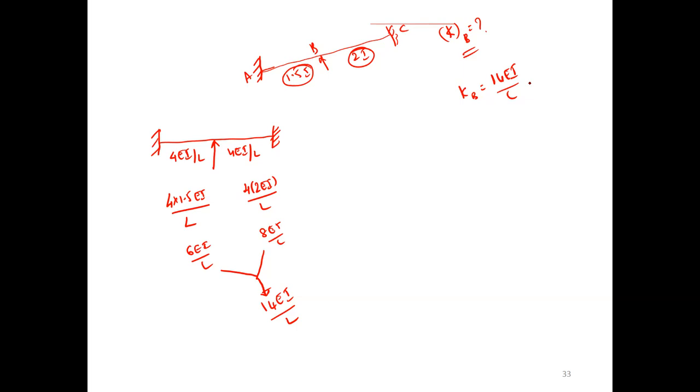Any doubts? Any doubts in stiffness? No, sir. I will give one more example. Please try to find this. The members have I, 3I, 0.5I. What is the stiffness of joint C? What is KC?